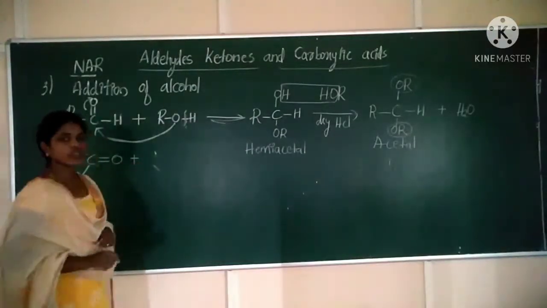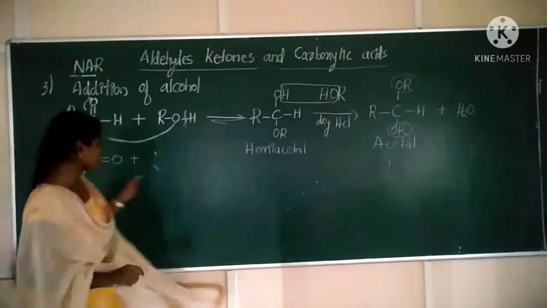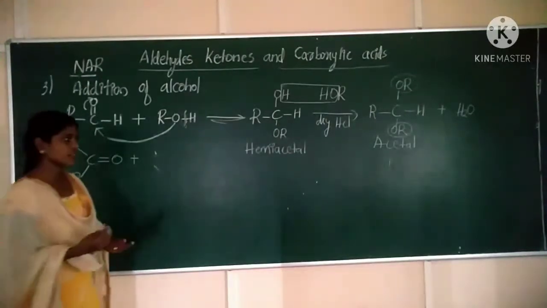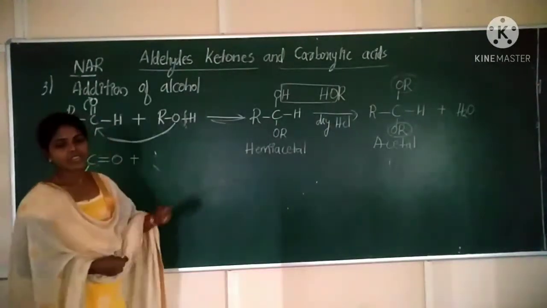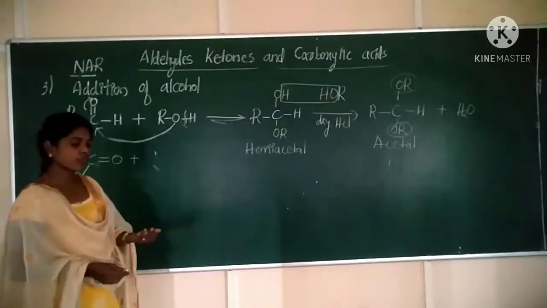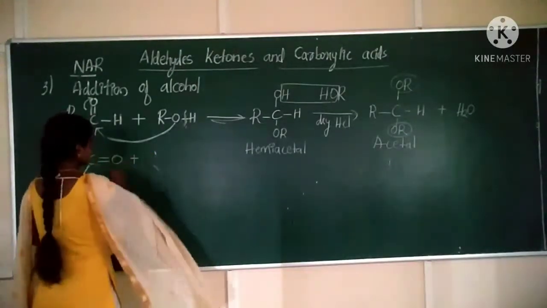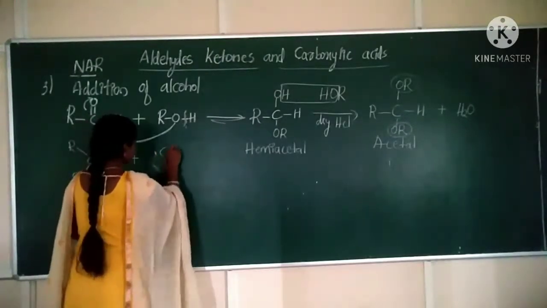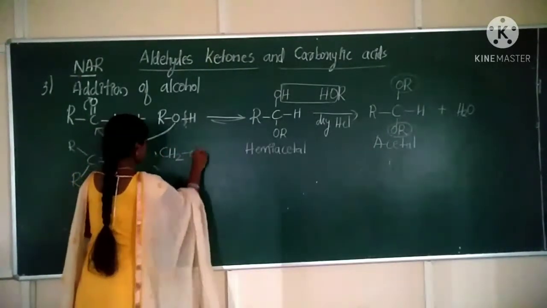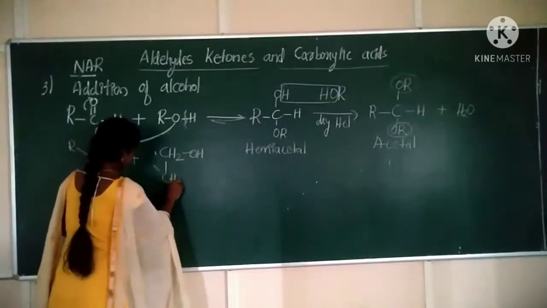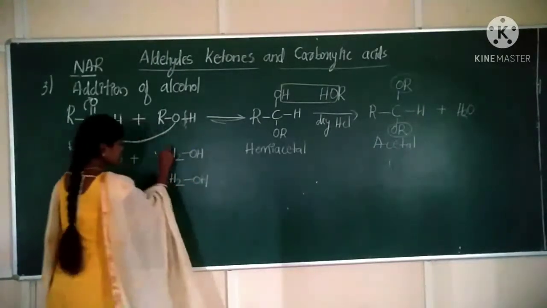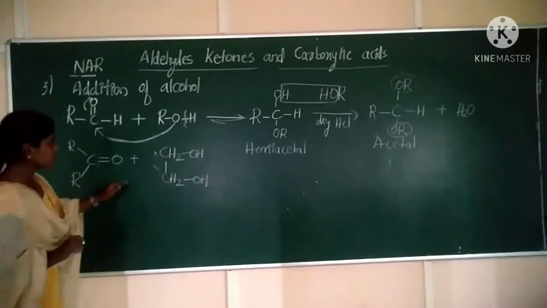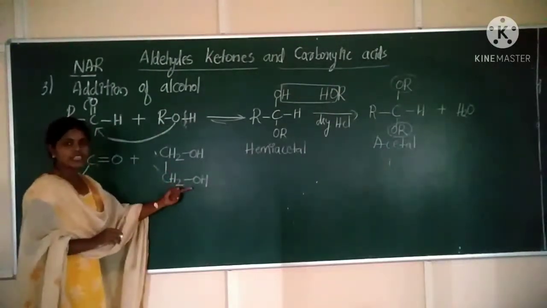Ketone reacts with what? Ethylene glycol. What is the formula of ethylene glycol? It means 2 carbons. Glycol means 2 OH groups are there. Ethane-1,2-diol, or ethylene glycol, I can write as CH2OH, CH2OH. So this is ethylene glycol, correct?